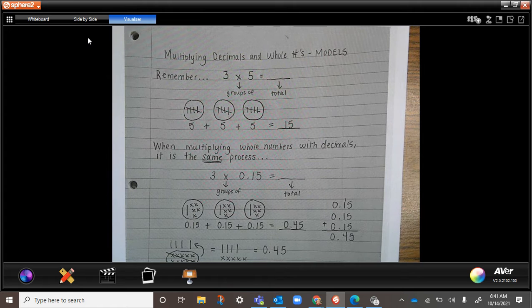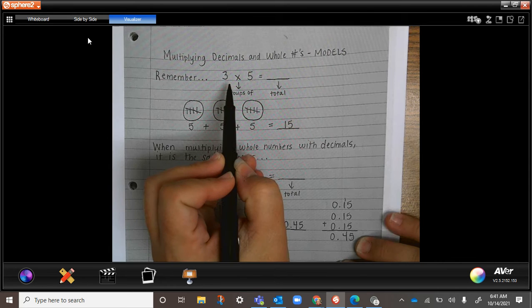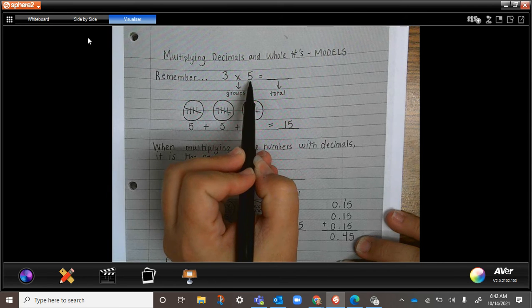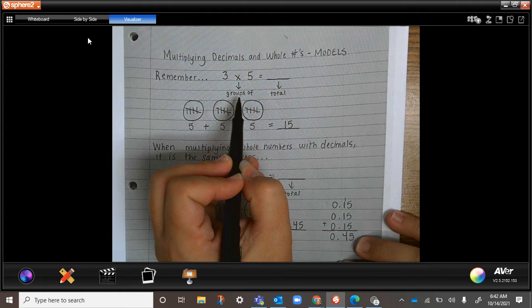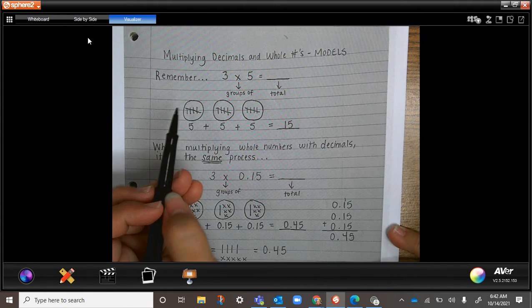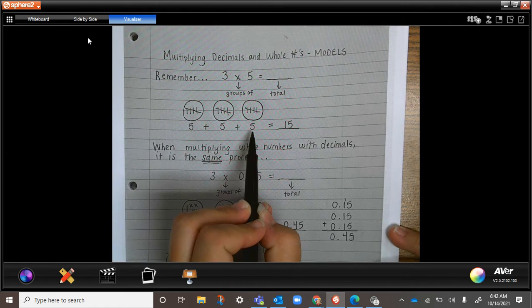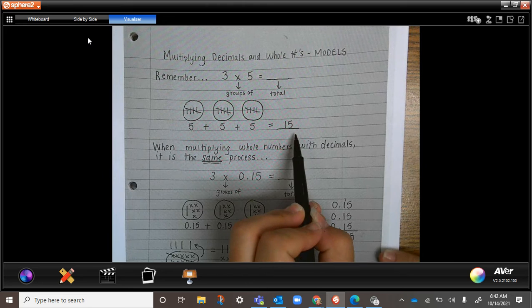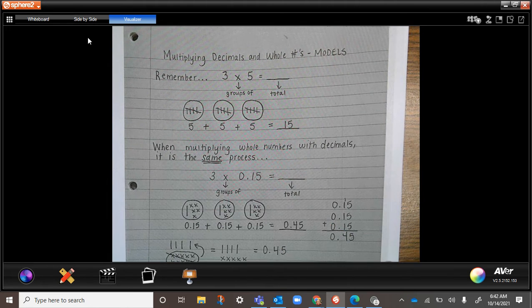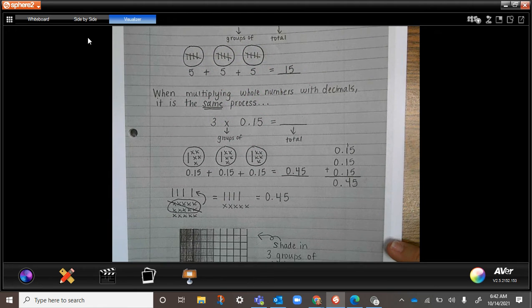So we started off with models, and if you remember, when we have whole numbers, if we just do 3 times 5, that's the same as saying 3 groups of 5. And to find our total, we would do 3 groups of 5. So 5 plus 5 plus 5, that's repeated addition, or we could count the tallies, and we get 15. When multiplying whole numbers with decimals, it's the exact same process.